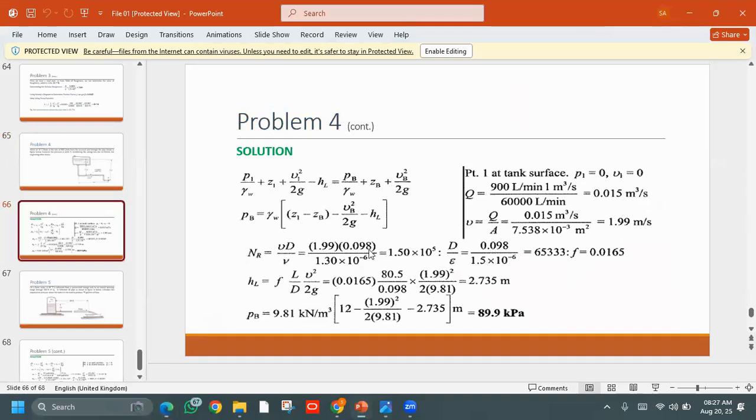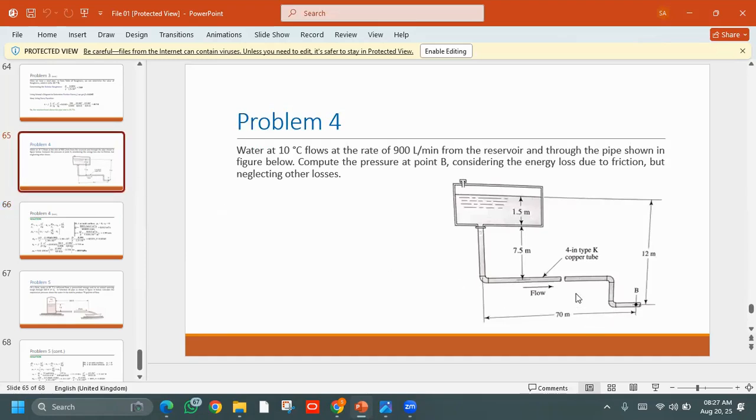Okay, so let's move towards the last part of the question. We have the head loss equation, which is the Darcy equation, and we have the value of f, and we need the length of the pipe. So the length of the pipe is the major concern to calculate. We have the straight pipe, which is equal to 70 meters. We have a vertical pipe, this one, which is 7.5 meters long. So we have the total 70 plus 7.5 equals 77.5.